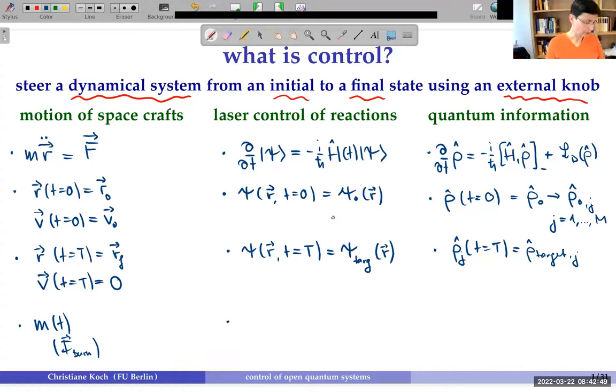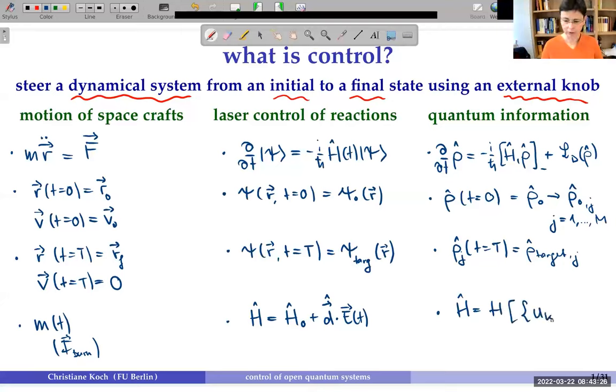For the laser control of reactions, our Hamiltonian describes the interactions with some external field. So typically, it's the electric field of the laser pulse. So we have a dipole operator times the electric field. And similarly, in quantum information, it's the coherent part of the evolution. So this Hamiltonian here depends on controls. And these controls can be an abstract set of functions. Let's call them u_k to adopt the more mathematical version. This u_k can be either electric or magnetic field.